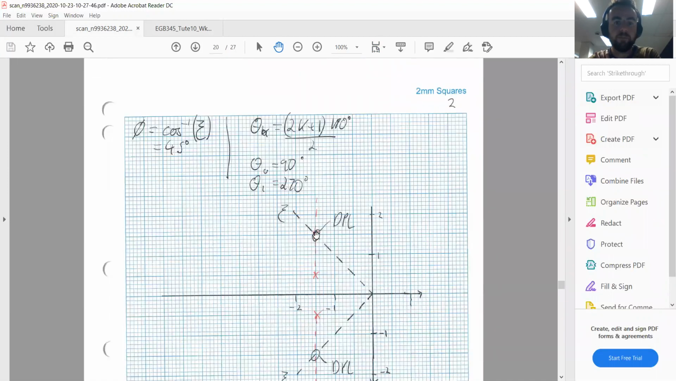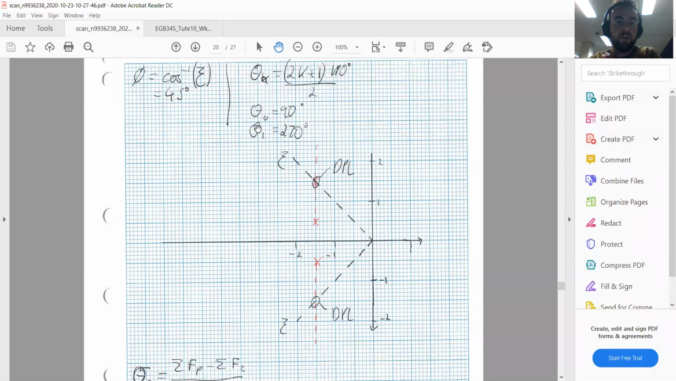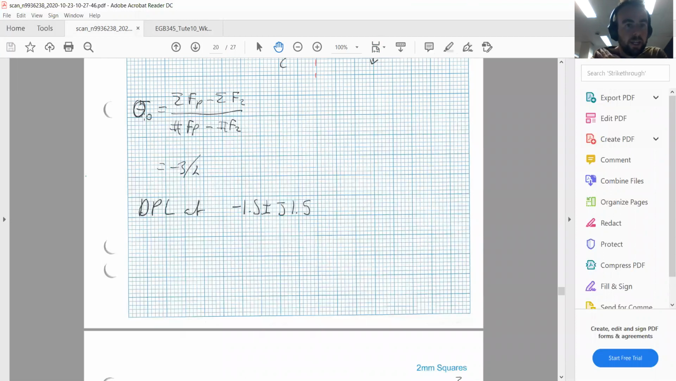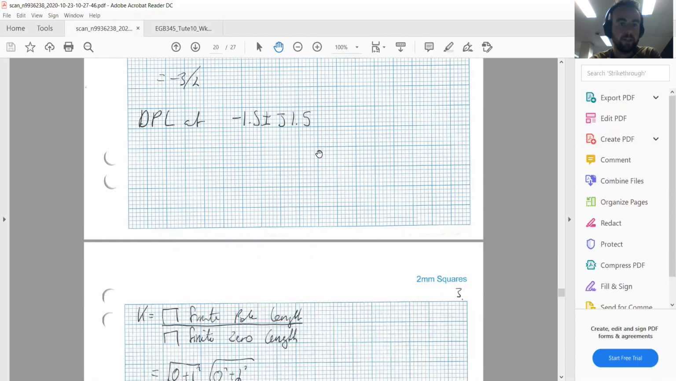And here's the desired pole location here. So at negative 1.5 and 1.5, negative 1.5, negative 1.5. And we can work out the angle breaking off there at 270 degrees. And then we can calculate sigma here to get our desired poles.